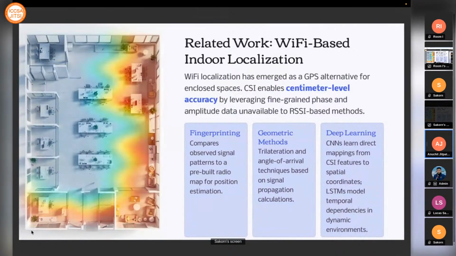On the localization side, Wi-Fi has emerged as a GPS alternative for indoor enclosed spaces. CSI enables centimeter level accuracy through fine-grained phase and amplitude data that RSSI-based methods simply don't have access to. The main approaches are fingerprinting, which compares the observed signal to a pre-built radio map, geometric methods like trilateration and angle of arrival, and deep learning, where CNNs learn direct mappings to spatial coordinates, and LSTMs model temporal dependency in dynamic environments.